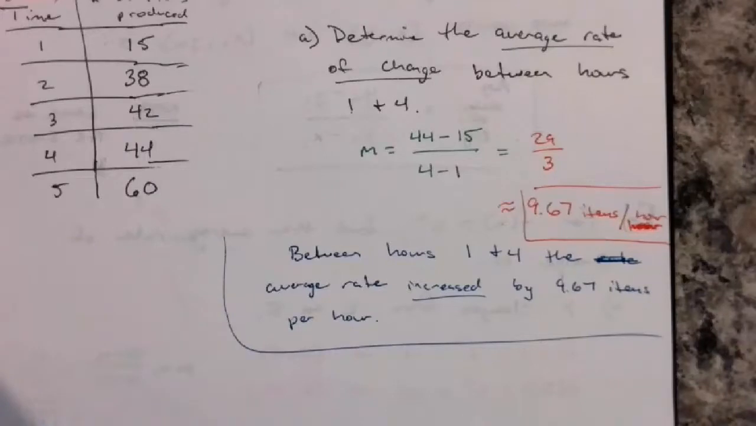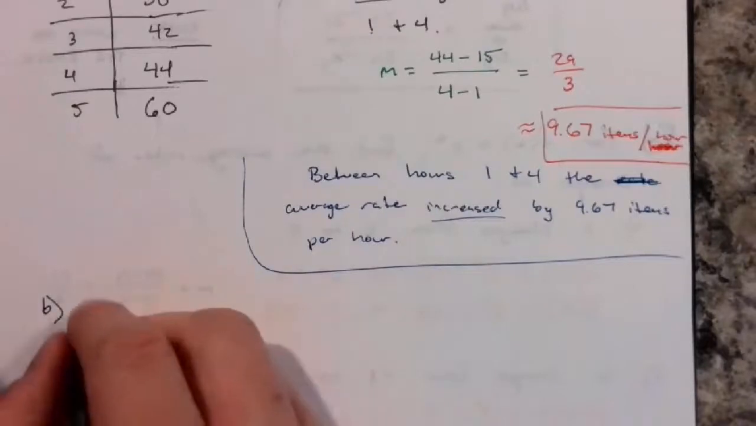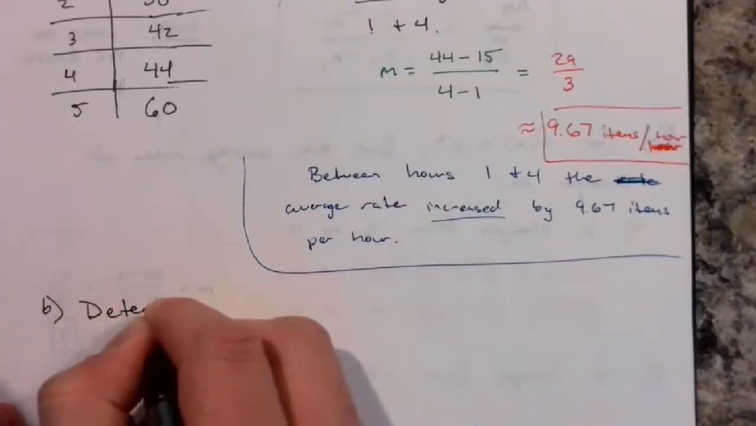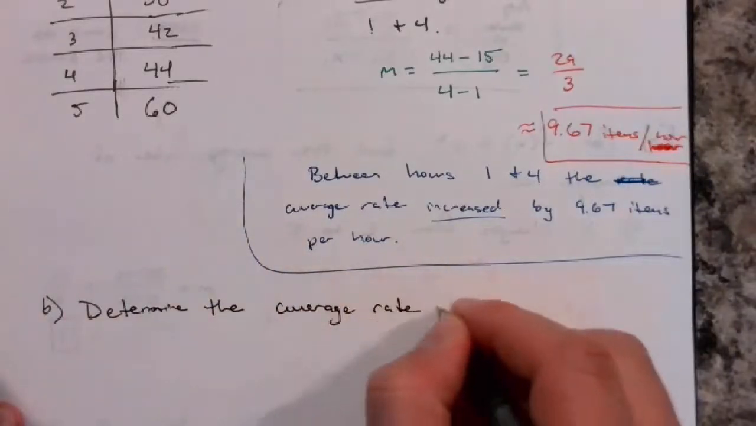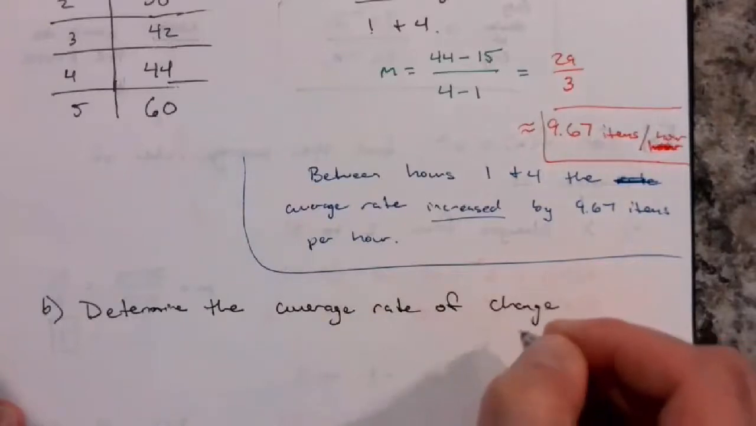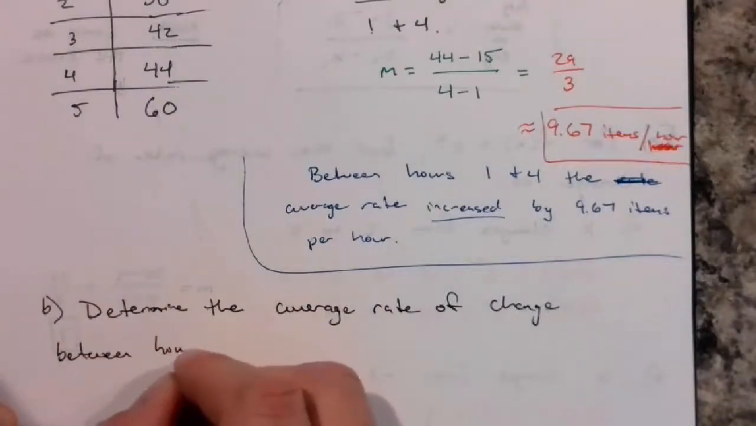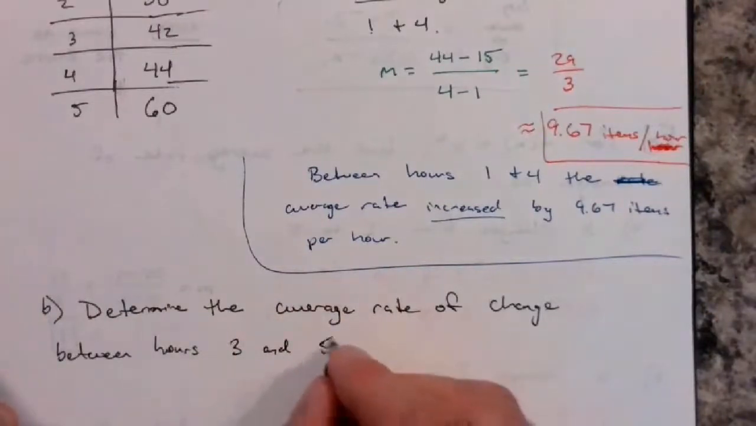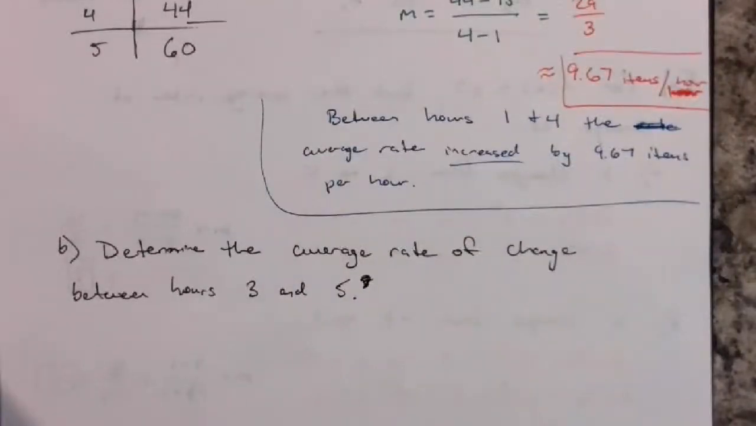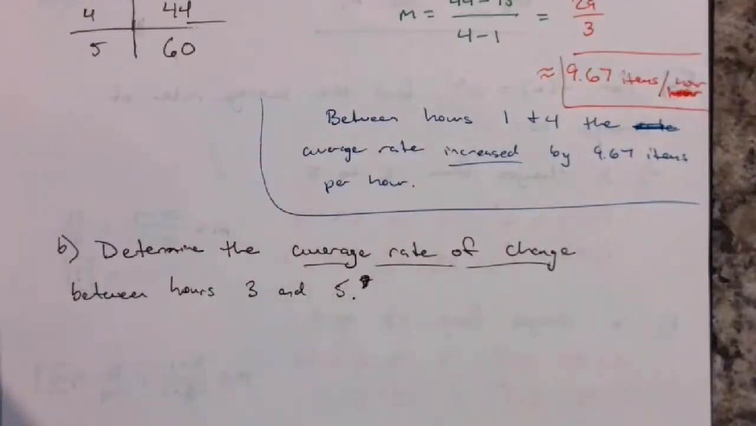We'll look at one more using this table. I'll call this part B. We'll say determine the average rate of change between hours 3 and 5. All right, so determine the average rate of change between hours 3 and 5. Again, you see average rate of change, and you should be thinking to yourself slope.